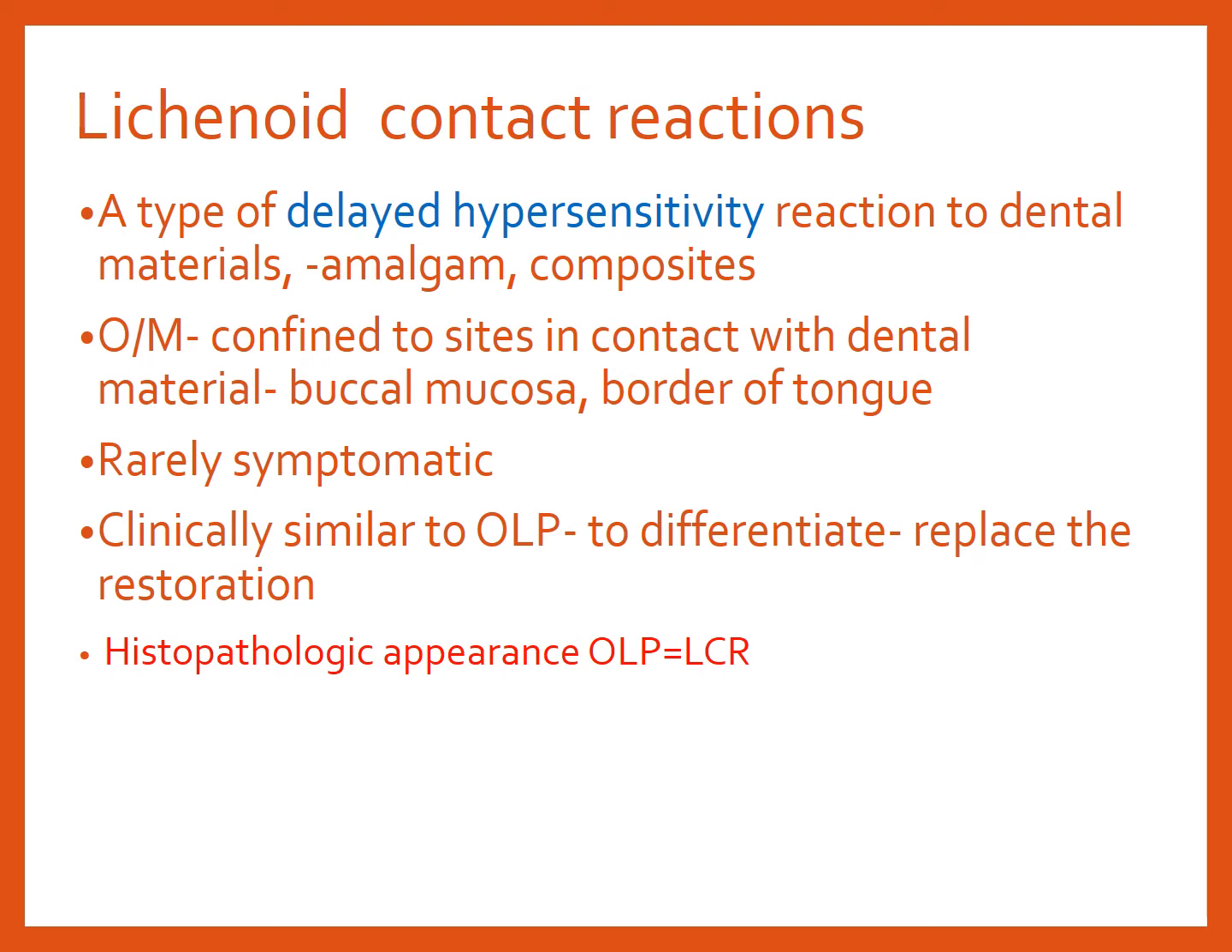These are rarely symptomatic and clinically appear very similar to oral lichen planus. Sometimes it's very difficult to differentiate them, and the most important differentiating factor would be to replace the restoration with a different restoration and see if the lesion persists. If the lesion persists, then you're probably looking at a lichen planus. But if the lesion subsides, then you're looking at a contact reaction caused by hypersensitivity to amalgam or composite, whichever is the restoration present. Histopathologically also, oral lichen planus and lichenoid contact reactions look very similar to each other.